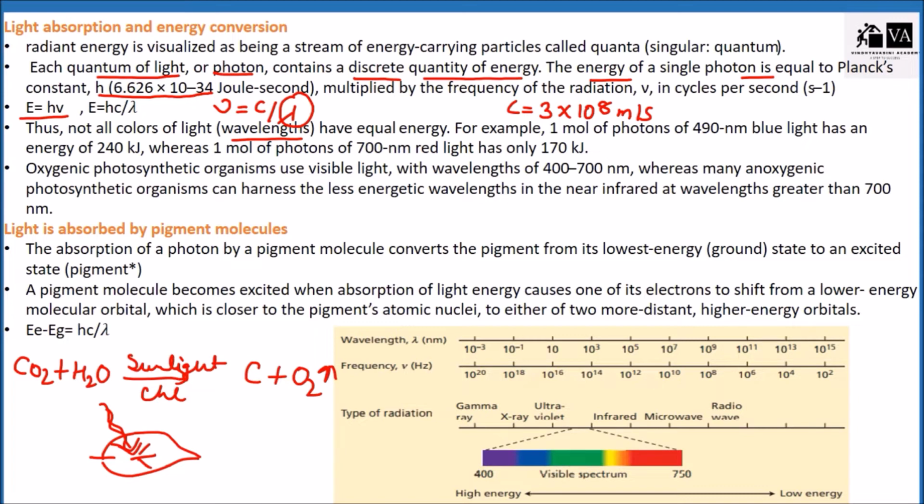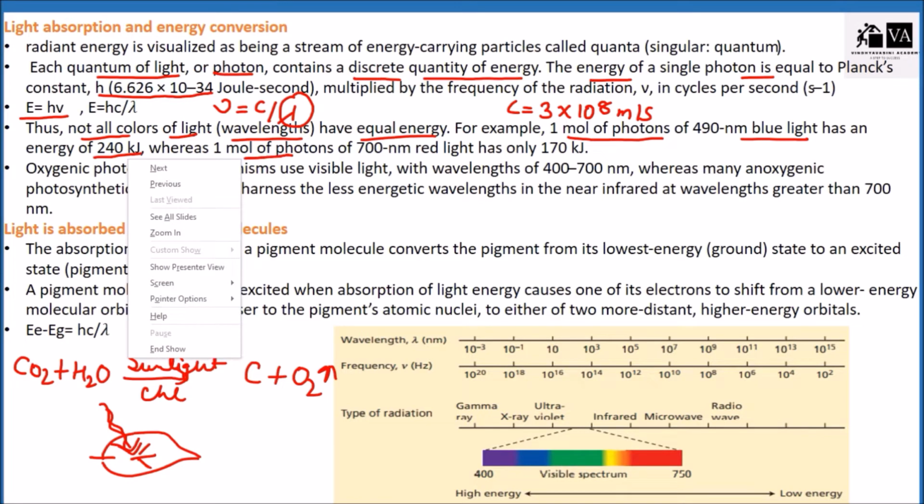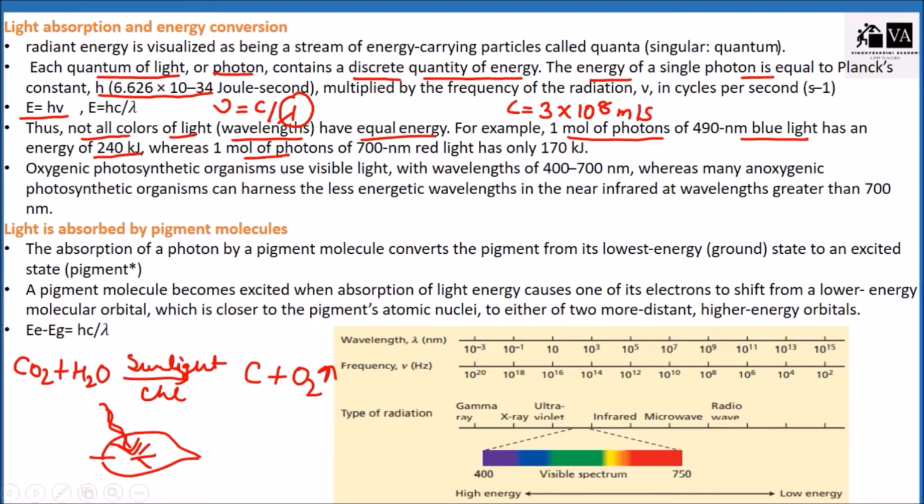Not all colors of light have equal energy. So let's understand this line with the help of an example. If we calculate 1 mole of photons of blue light, the energy will be 240 kilojoules. And if we calculate 1 mole of photons of red light, the energy will be 170 kilojoules. Why is it so?